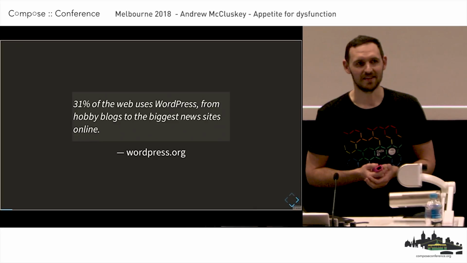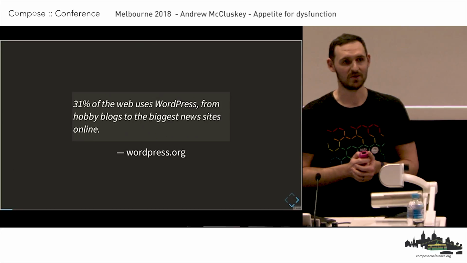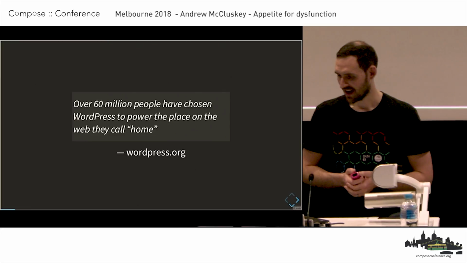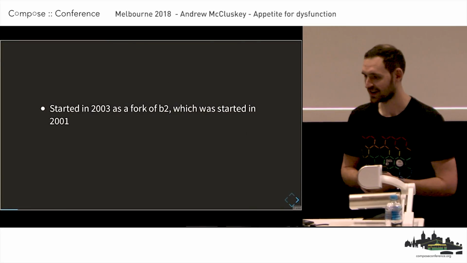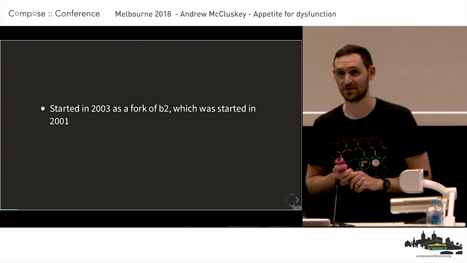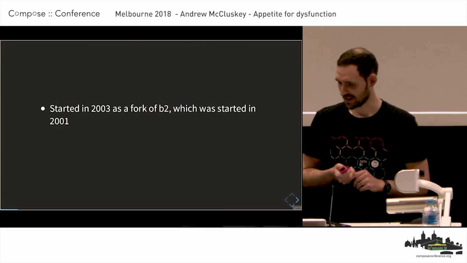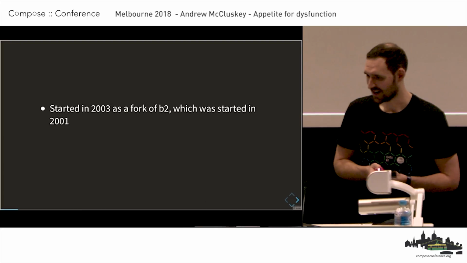WordPress. WordPress got some marketing on their website. It says 31% of the web uses it, and over 60 million people, apparently. Some things that may be more relevant to me in this talk is that it started in 2003 as a fork of another project that was started in 2001. So if you take that all into account, it's almost legal drinking age, I think. So I think that qualifies as legacy in the software world.